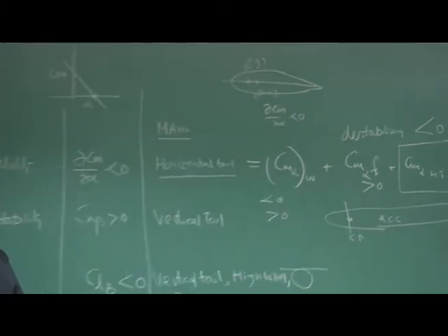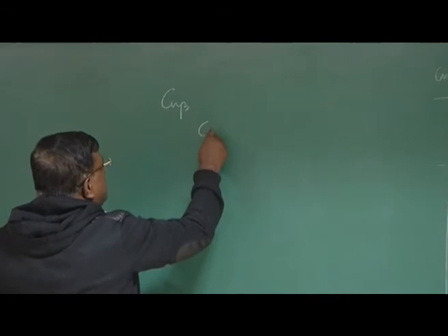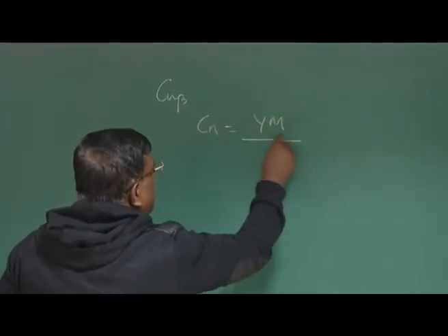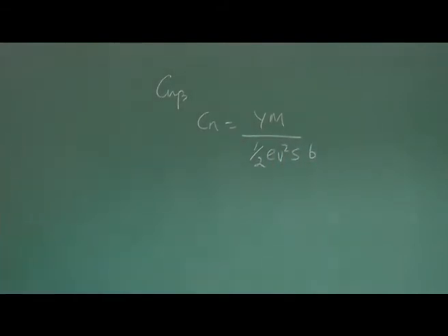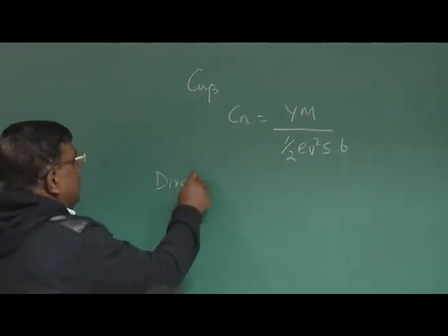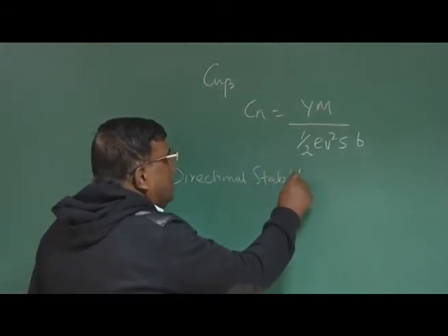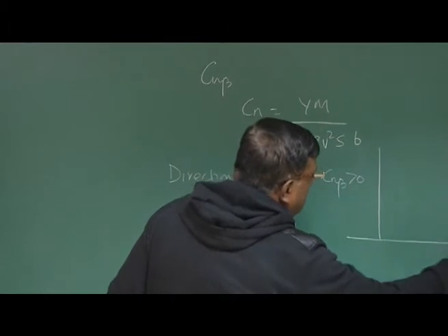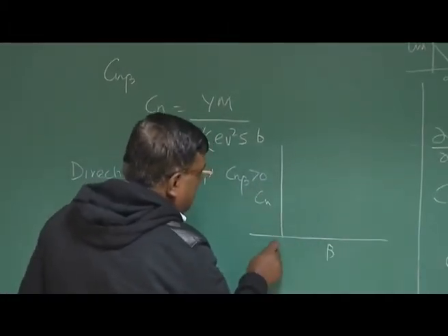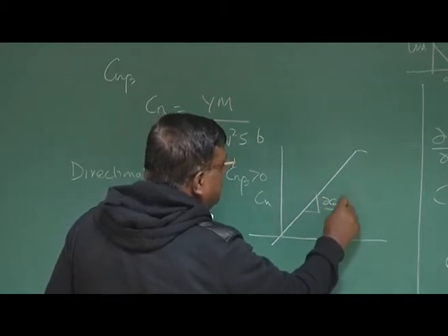Now, coming back to the vertical tail, or Cn beta. What was Cn? Cn was the yawing moment, non-dimensionalized by half rho V square S into b. b is the span. And what we have seen for directional stability, Cn beta should be greater than 0, or if I plot Cn versus beta, the slope will be like this, and this dCn by d beta should be greater than 0.